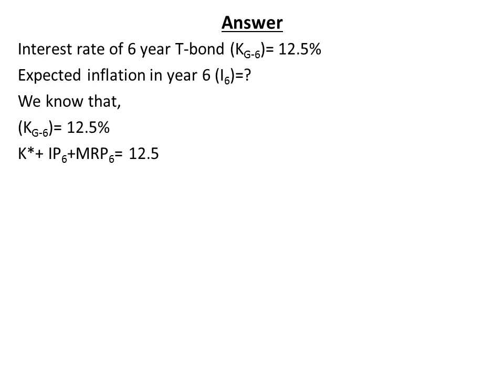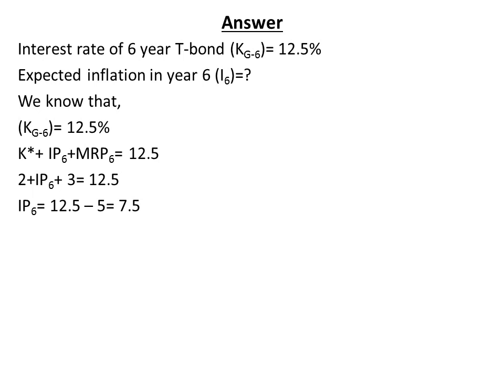KG6 equal to K star plus IP6 plus MRP6. You can put the value of K star and MRP6. MRP6 is 3%, because every year after 3 years the MRP is increased by 1%, that is MRP4 equal to 1%, MRP5 equal to 2%, MRP6 equal to 3%, MRP7 equal to 4% consecutively. So the K star is constant 2%, IP6 we don't know, plus MRP6 equal to 3% equal to 12.5%.